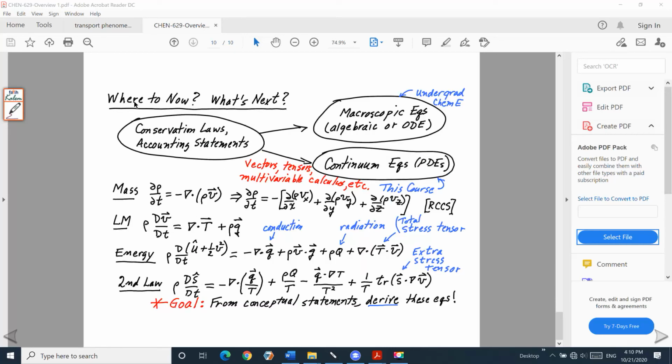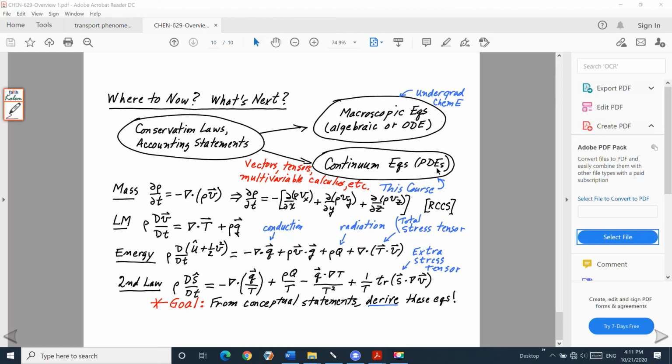So where are we now, and what is next? Now we know conservation laws and accounting statements. We define first the system boundary, then we define what system properties we try to measure, and we try to derive the equation to describe it. The first one is the macroscopic equation. This is algebra or ODEs, ordinary differential equations from the undergrad course. But the second part, we call the continuum equation, where PDEs, partial differential equations, are involved.